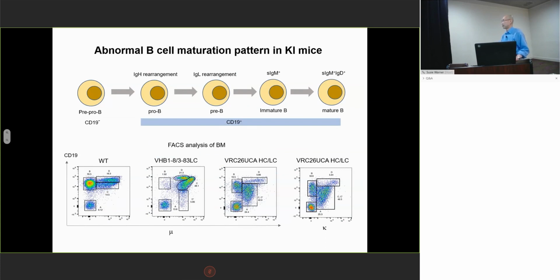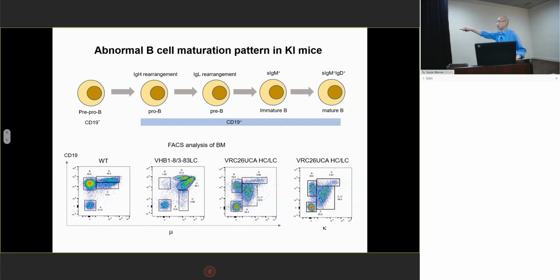The third potential problem is that in these knock-in mice, we think the B-cell maturation process is not entirely normal. So that's the typical B-cell maturation process. You start with pre-pro B cells, and then go to pro B cells, where you have heavy chain rearrangement. Then you get to pre-B cells, where you have light chain rearrangement. Then they get to immature and mature B cells, where you have surface IgM.